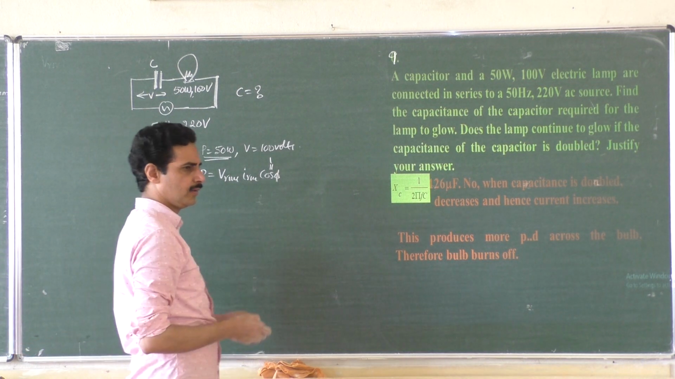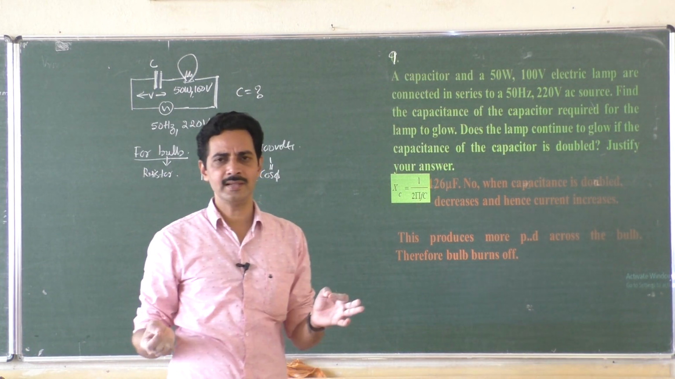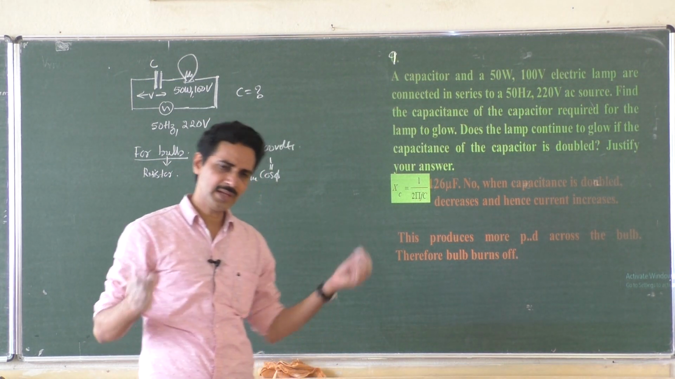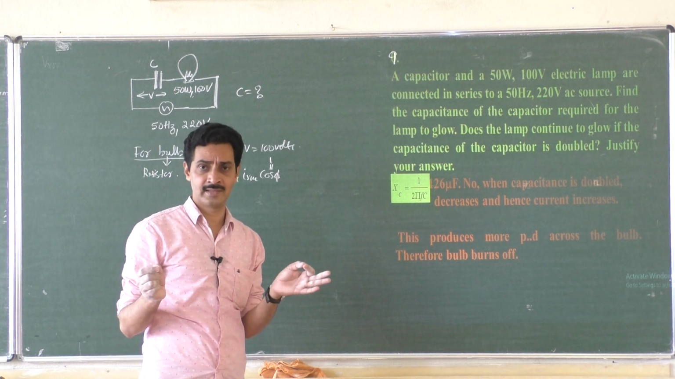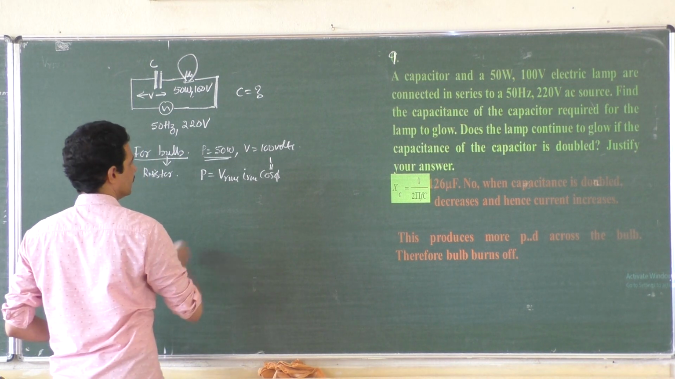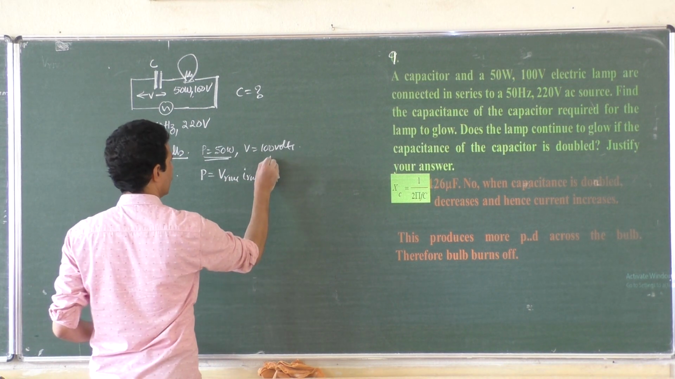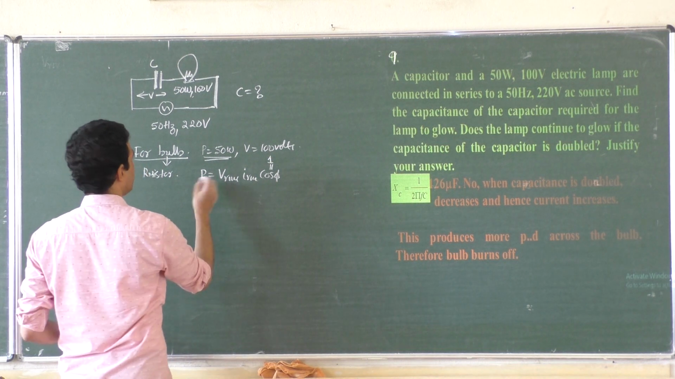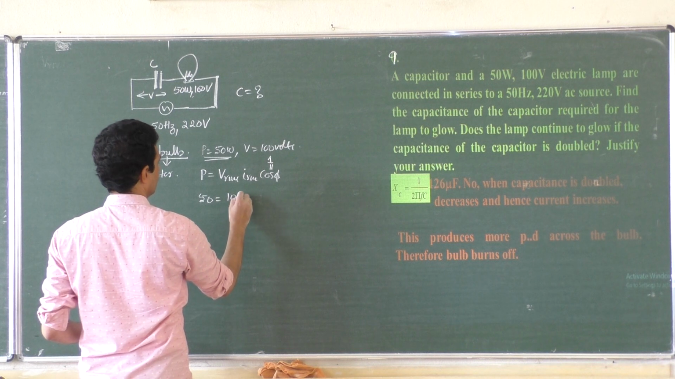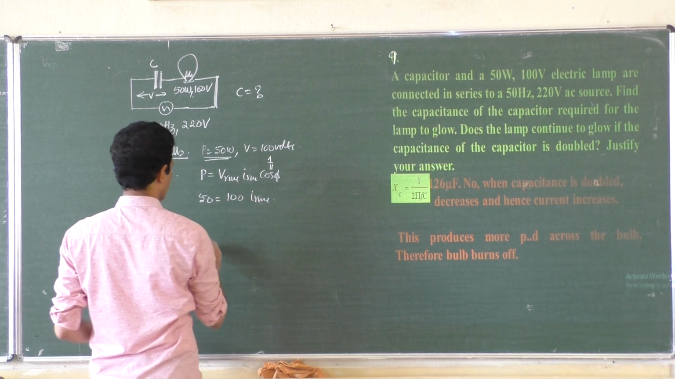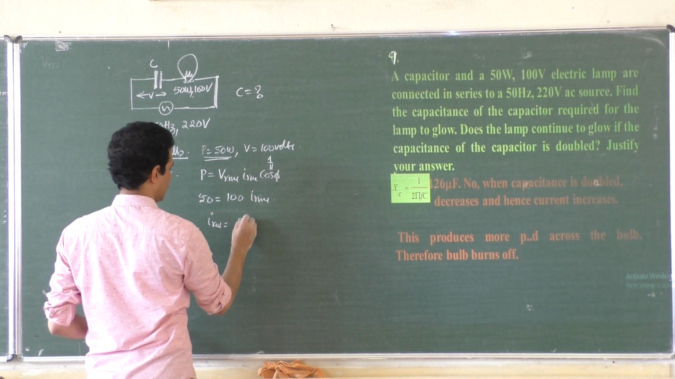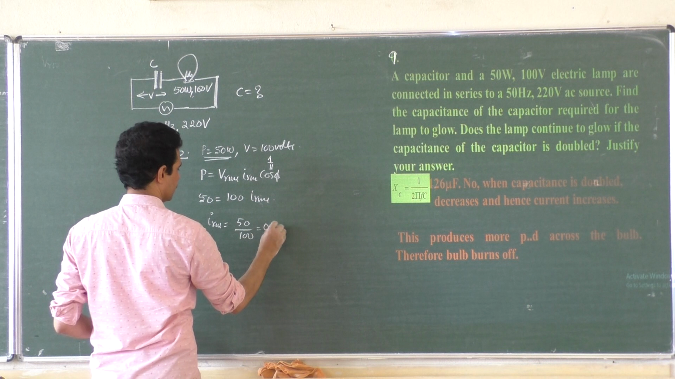Because what does a bulb contain? Only a tungsten filament inside. The tungsten filament is only resistance. It will not have capacitive effect or inductive effect. It is simply a coil, simply a resistor, a tungsten wire. So why can't you use this formula? Cos phi is 1 because it is a resistor. Power is 50, voltage is 100. What is Irms? The Irms possible for the bulb is 50 by 100, that is 0.5 amperes.